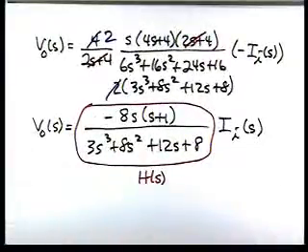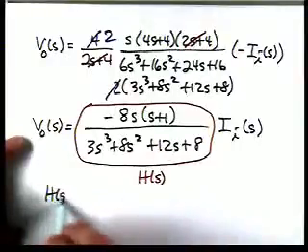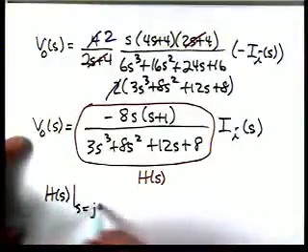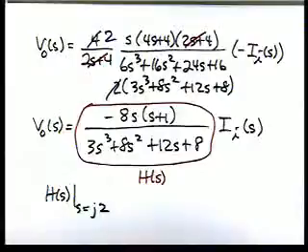And now what we need to do is go back to our source, which was cosine 2t. We now need to evaluate H of S at S equal j2. That's how we'll find our steady state response.